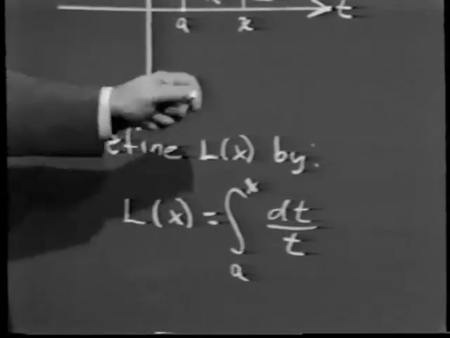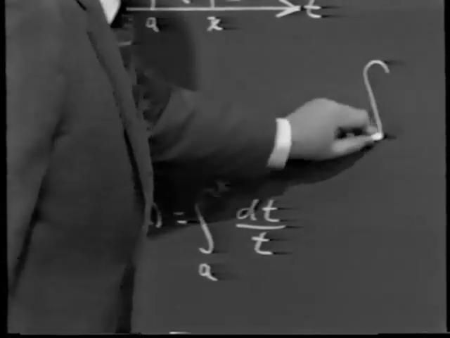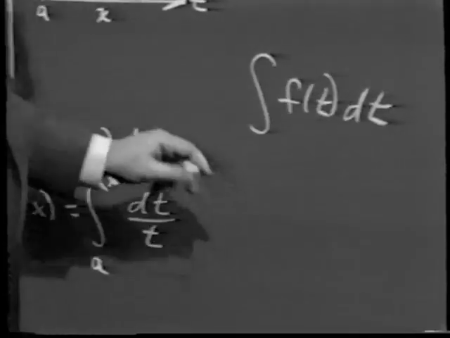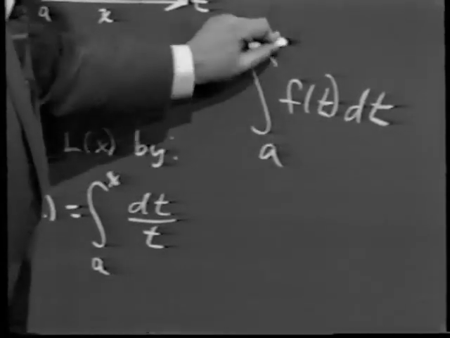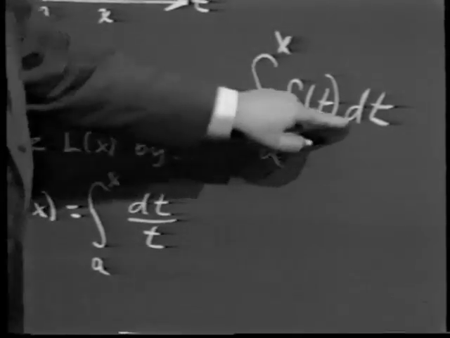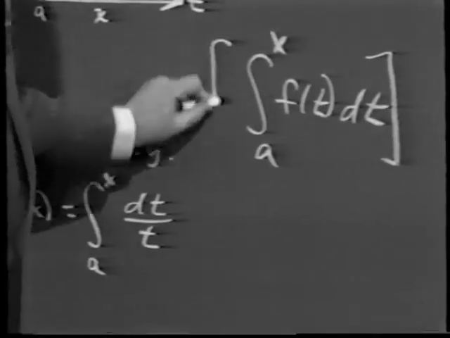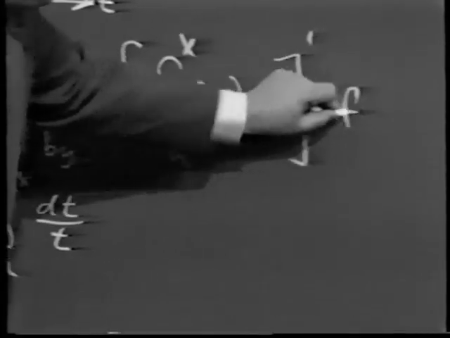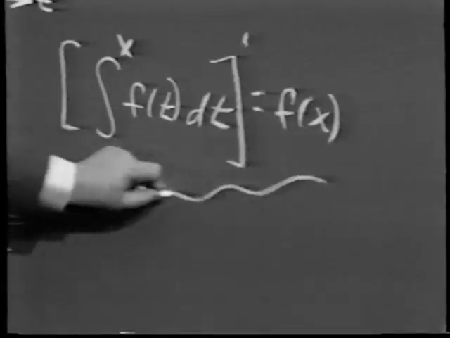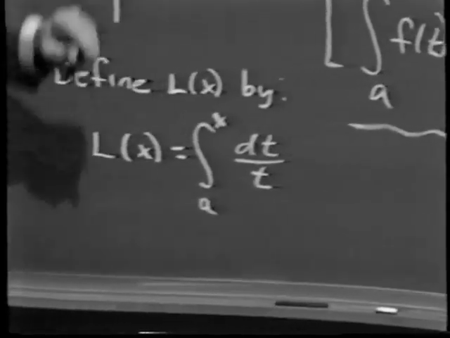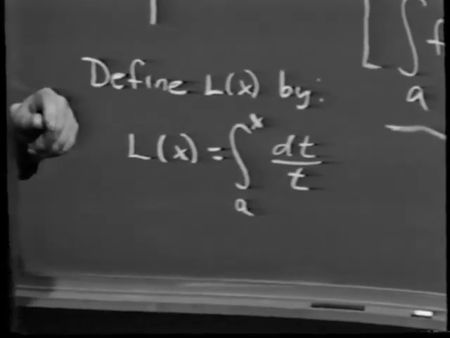In other words, recall from the fundamental theorem, this is just a generalization of the fact that if f of t is a continuous function, then the integral from a to x of f of t dt is a function of x, and its derivative with respect to x is just f of x. You see, in other words, I can now view capital L of x as being an area under the curve y equals 1 over t.